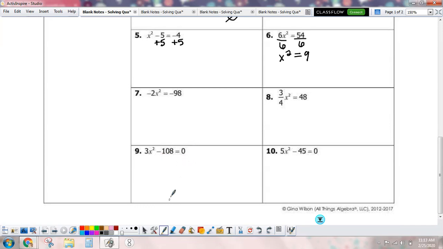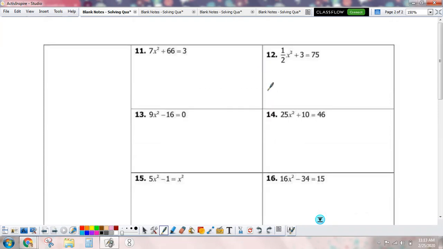I want to go ahead and flip to number 12. So first step for number 12 is you're going to want to subtract that 3. So we're going to take 3 away. So I'm going to have 1/2 x squared equals 72. And remember, to get rid of this fraction here, we're multiplying by the reciprocal. So multiplying by 2 over 1, or just 2, same thing. Okay, and then I have x squared equals 144, and I can solve from there, doing the square root of both sides.